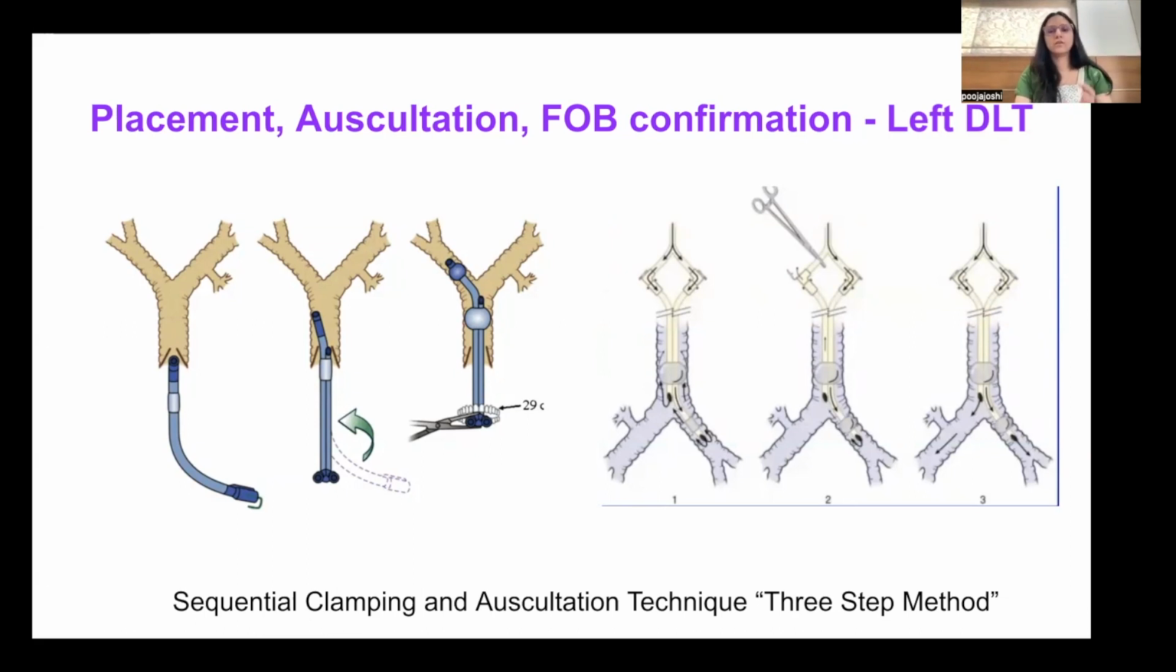Initially, you inflate the tracheal cuff and hear the bilateral lung field sounds. Then you clamp the tracheal lumen. Also, you have to inflate the bronchial cuff at that time. And when you clamp the tracheal lumen, you hear air entry only on the left-hand side, and there is no air entry on the right lung. And when you declamp the tracheal limb, again you hear the air entry on both sides. And once you clamp the bronchial limb, you will hear the air entry on the right-hand side, and left-hand side air entry won't be heard.